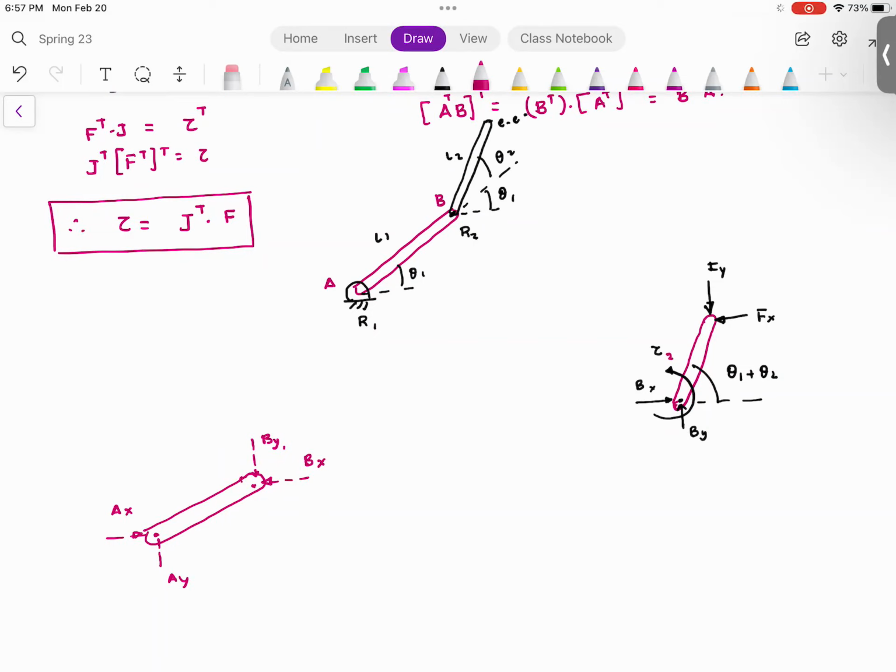Since these two joints are part of one, here you're going to have tau 2, and then here I'm going to have tau 1. And don't worry, here is this hinge. So you have Vy.